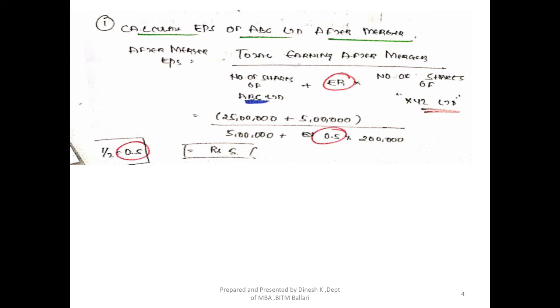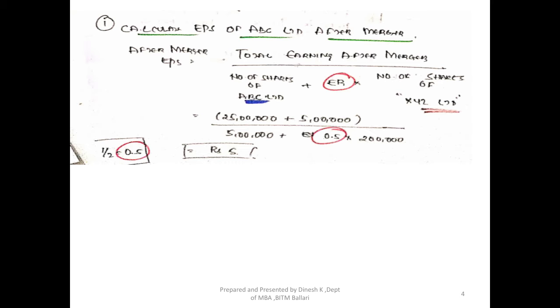Sub question 1 here is calculate EPS of ABC Limited after the merger, right? After merger, EPS is equal to total earnings after merger divided by number of shares of ABC Limited plus exchange ratio into number of shares of XYZ Limited. Total earnings after merger, that is earnings which has been given in the question, EAT value of acquiring company and the target company, that is 25 lakhs and 5 lakhs. As it is, we have been writing here, whole divided by number of shares of acquiring company.